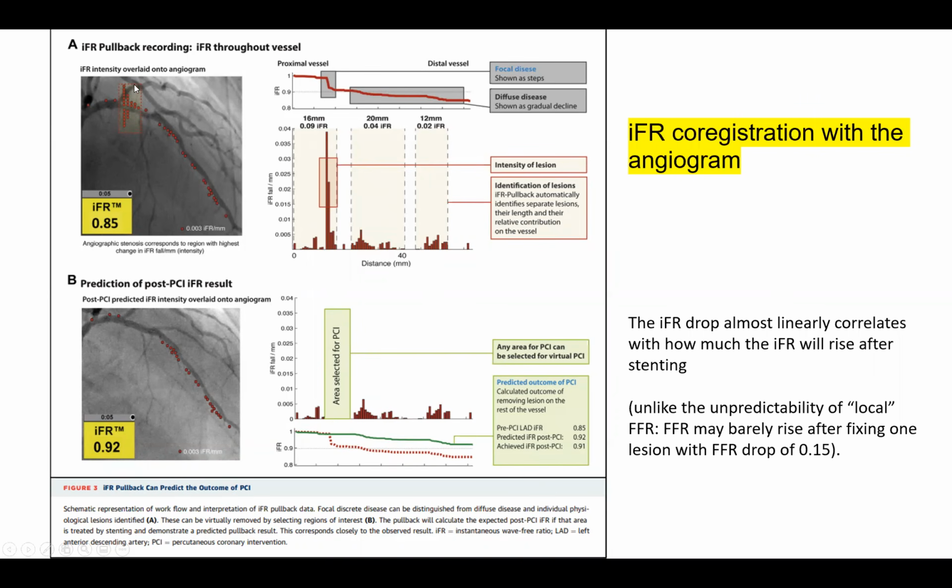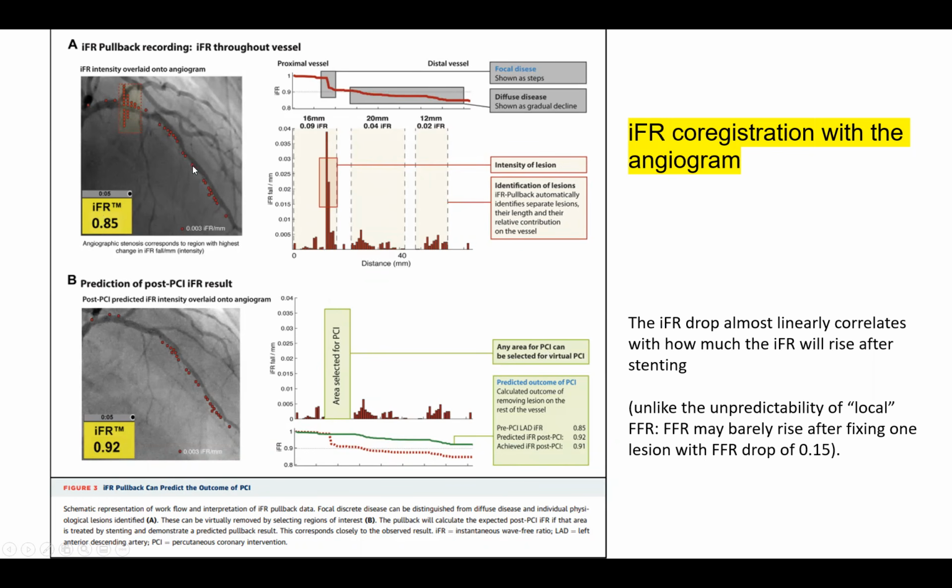So in this case, the site of the most drop was here. The total IFR was 0.85 distally, and they dropped 0.09 here. So they stented that, and they expected the IFR to rise almost linearly by 0.09, and it rose 0.07, so very close to linearly. And that's what they showed in that paper.